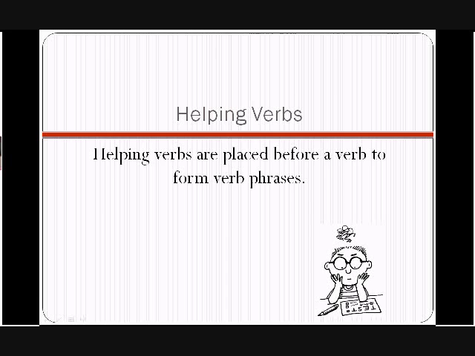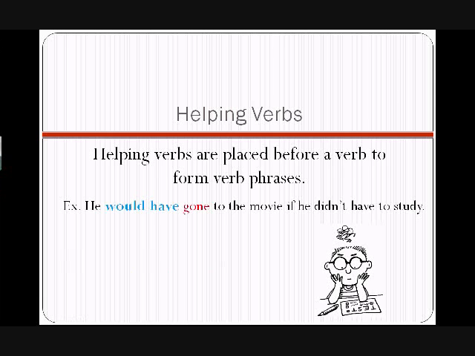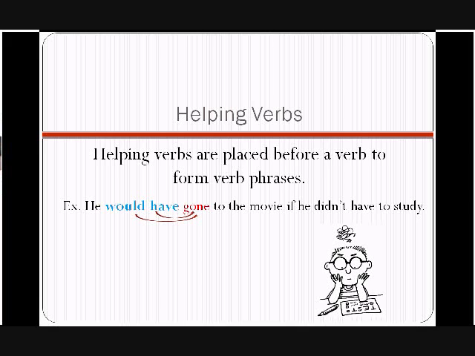Helping verbs are words that are placed before a verb to form verb phrases. There can be one, two, or three words in front of a verb to allow it to make sense in a sentence. Without the helpers, the sentence will not make sense. Here we have the example, he would have gone to the movie if he didn't have to study. Would and have help the word gone to make sense in the sentence. The sentence would not make sense if we just said he gone to the movie if he didn't have to study. We have to have would and have for the sentence to be correct.